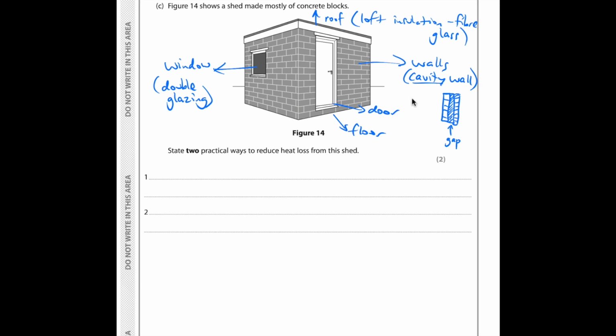Right, the door, you want a draft excluder. And the floor, you want carpet or foam underneath laminate flooring. Alright, so take your pick, whatever you want. I'm going to go for double glazing and draft excluder.